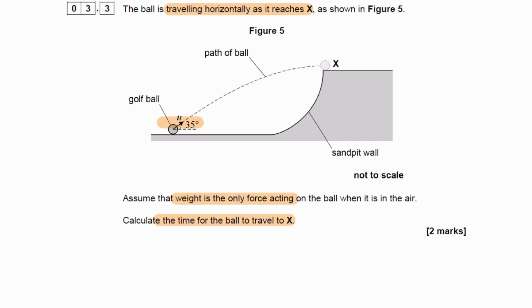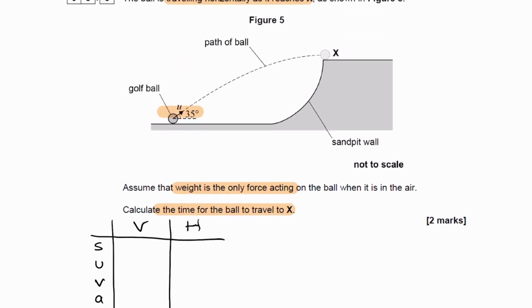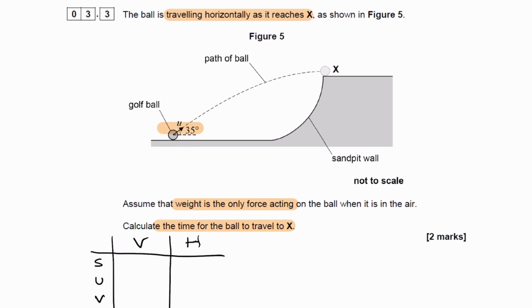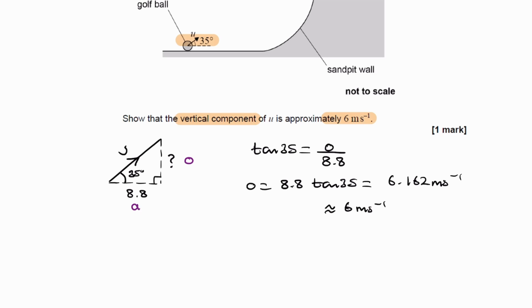Whenever you have these kinds of two-dimensional projectiles questions, I'd always recommend drawing out a SUVAT table for the vertical and the horizontal components separately. And then once you have that, you can think about what equations we can use to work out whatever we need to find. So let's do that to start with. Okay, so we have the initial horizontal and vertical components of velocity. From the previous question, the vertical component of velocity was 6.162, and the horizontal is 8.8.